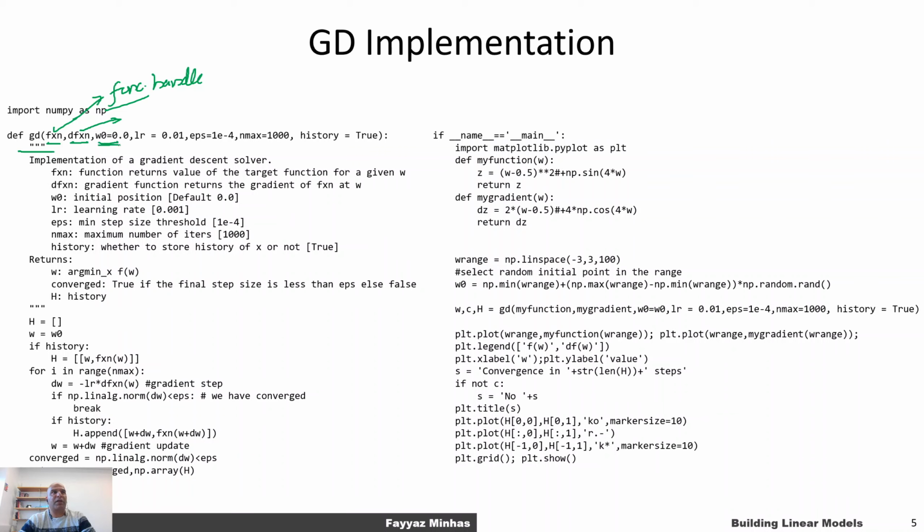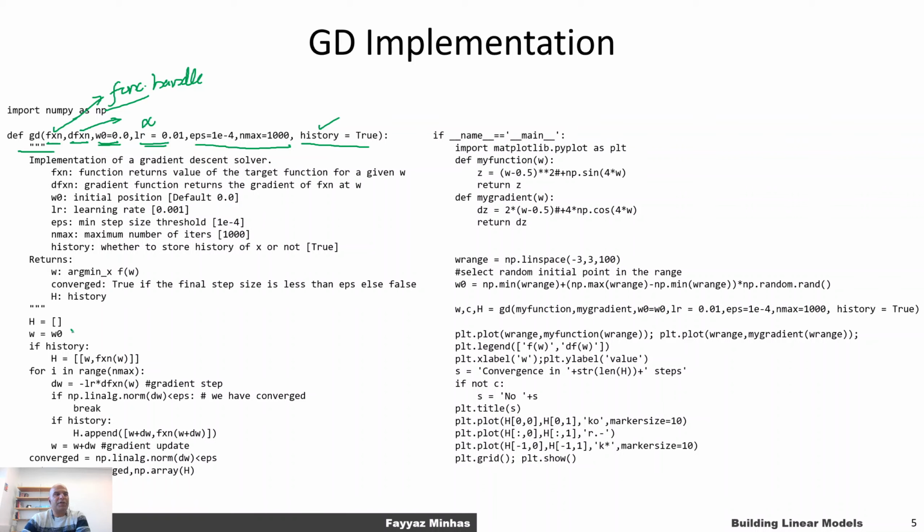We have a starting value of W, we have the learning rate, so this is the parameter alpha. Then we have a few convergence related parameters, and I'm going to talk about these when I cover the algorithm itself. And then we have some housekeeping or bookkeeping parameters called history. So I'm going to walk you through what all of these mean when I explain this code below.